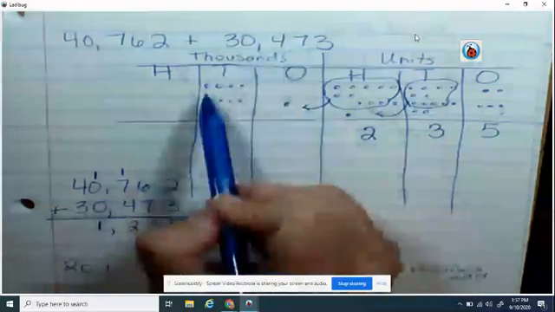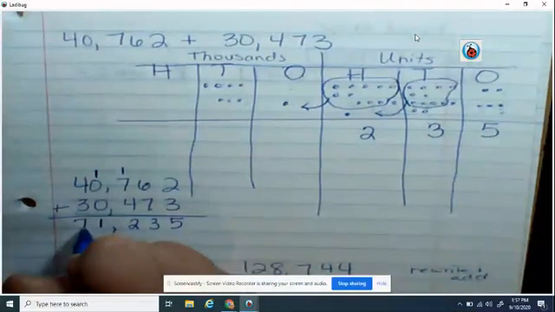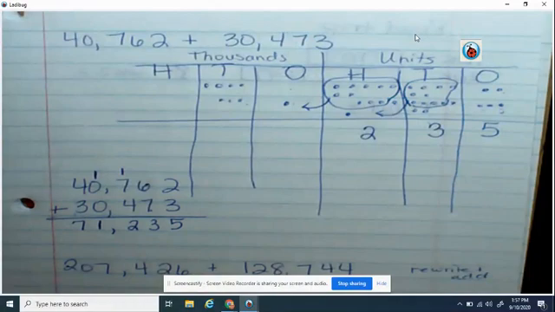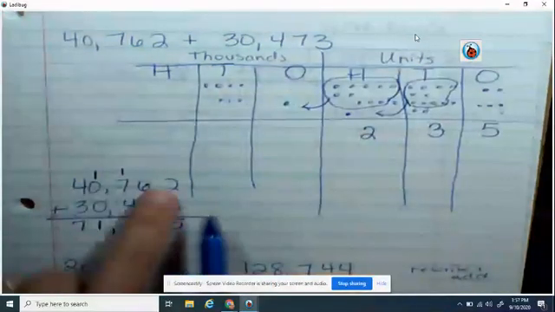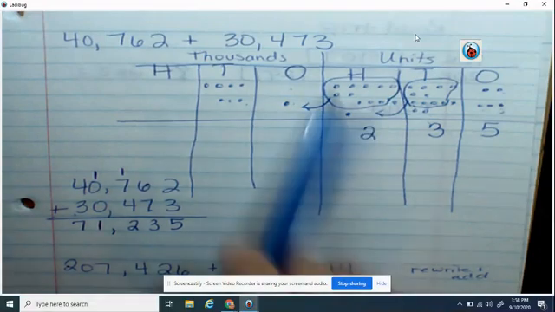Now I'm going to count my 10,000s. 1, 2, 3, 4. 1, 2, 3. 4 plus 3 is 7. 71,235. Okay, so you all did an excellent job. Way to go. But this is why we move over, or why we regroup, because we can't have that many digits in one place value.